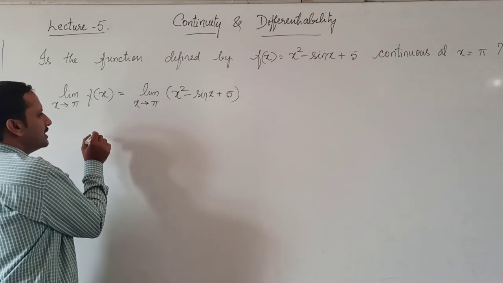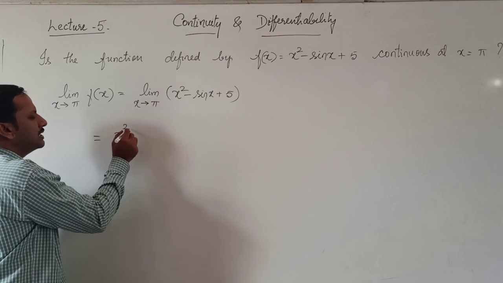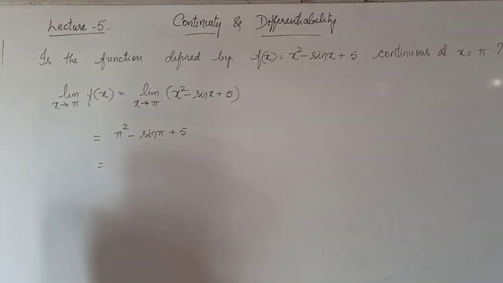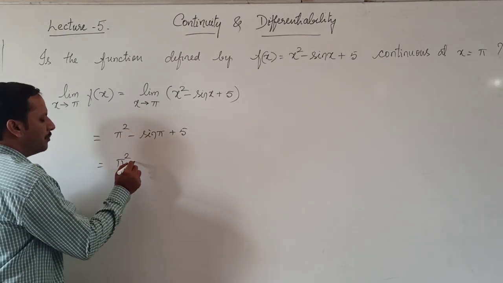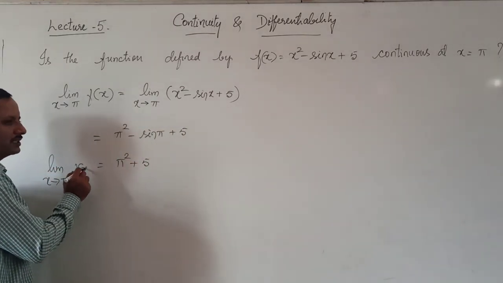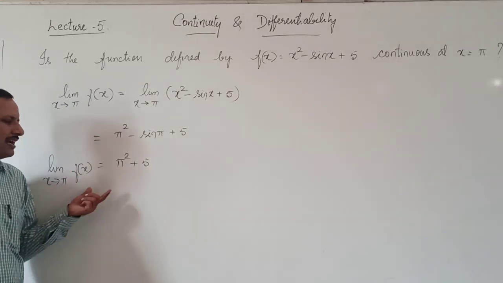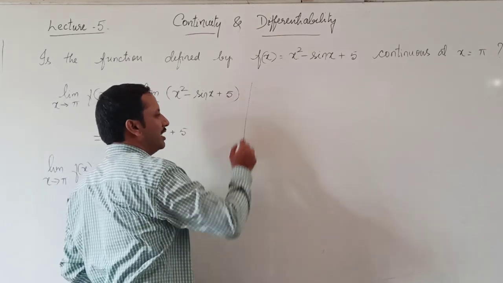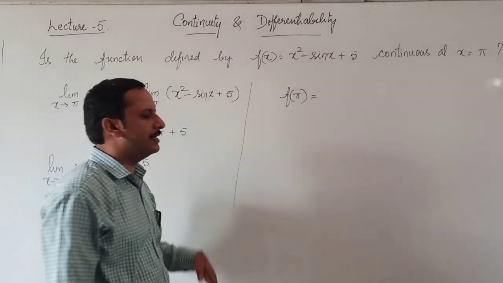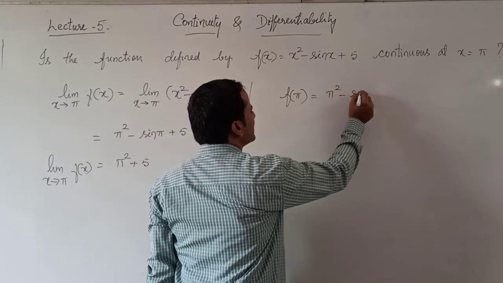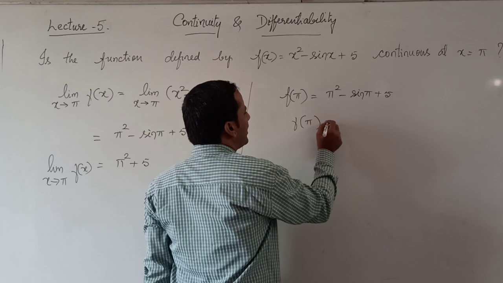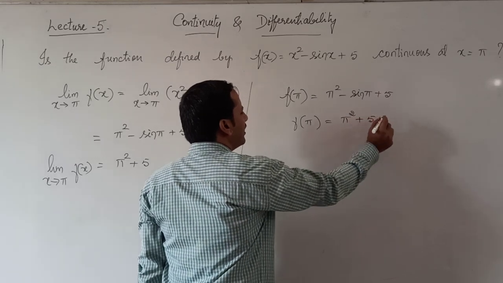Apply the limit. When I apply the limit, I am going to get pi square minus sin pi plus 5. Sin pi value is 0. So this is equal to pi square plus 5. This is the limit as x tends to pi of f of x. Students, we have seen that the limiting value is equal to pi square plus 5. Now let us find the functional value f of pi. Put x equal to pi: we get pi square minus sin pi plus 5. Sin pi is 0, so f of pi is equal to pi square plus 5.